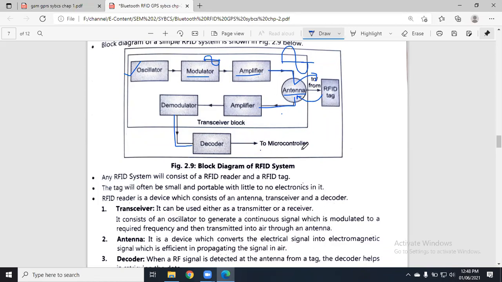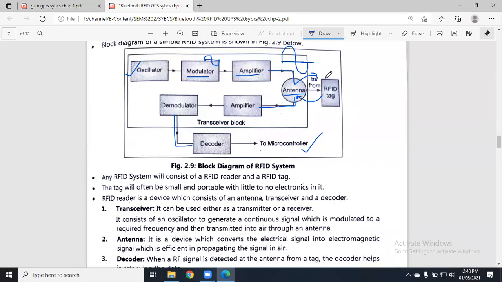What is the role or function of this microcontroller? It will keep the track of at what time which person came inside the office, at what time that person went outside the office, how much time he was spending inside the office. So all these things are controlled by the microcontroller.